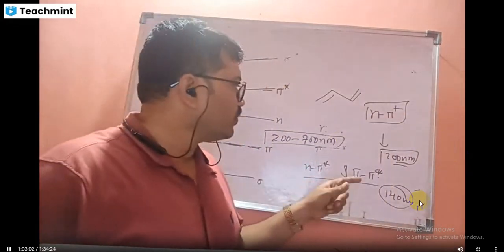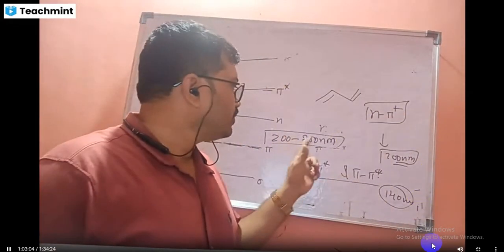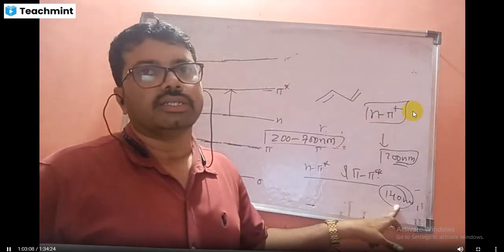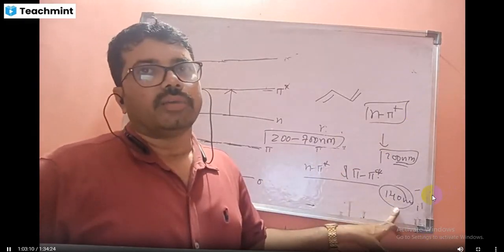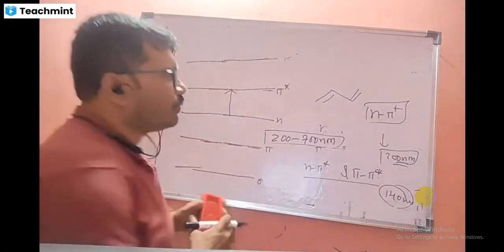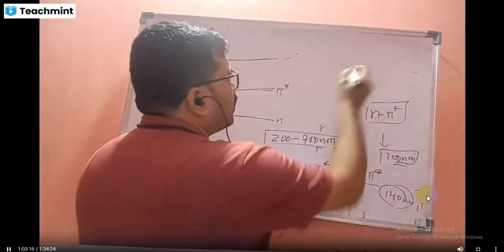Pi to pi star is allowed because this comes between 200 to 700. That's why it is forbidden band. The one that originates due to n to pi star is called R band.